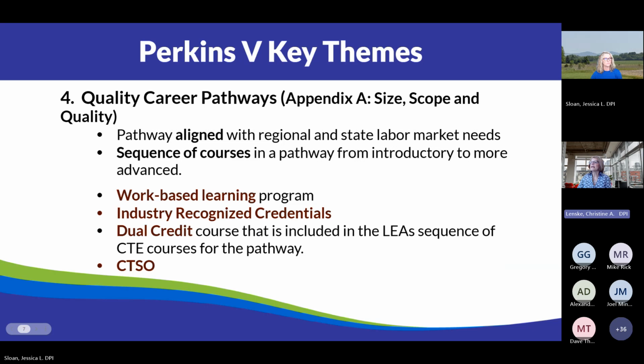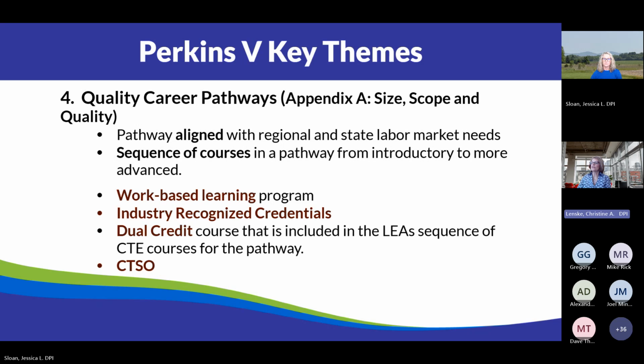The fourth priority is quality career pathways as defined by the state. This means that to be a pathway approved by Wisconsin, it must align with regional and state projected labor market needs. There must be a sequence of courses in a pathway from introductory to more advanced, and then 2 of the following: either work-based learning experiences aligned to the pathway, industry-recognized credentials aligned to the pathway, dual credit courses aligned to the pathway, or a CTSO aligned with the course in the pathway.